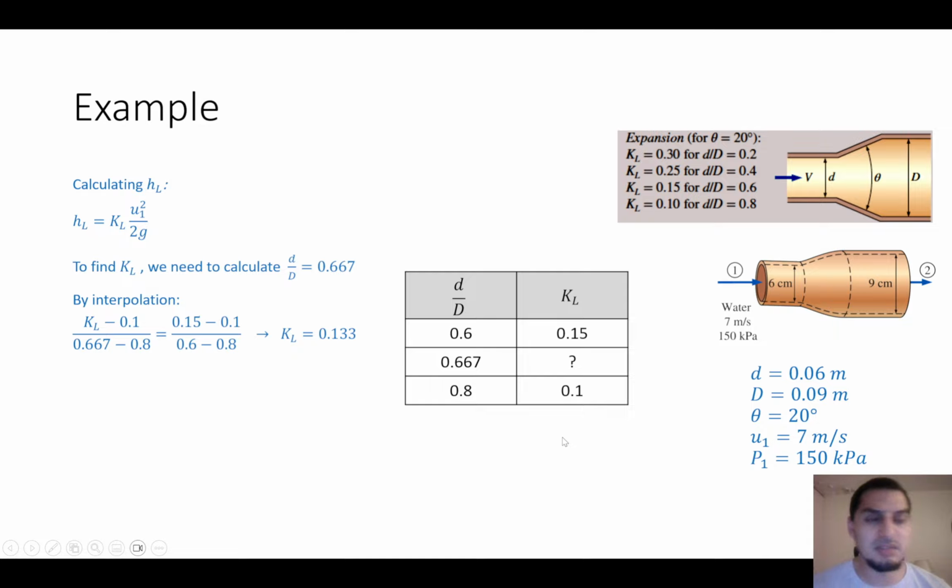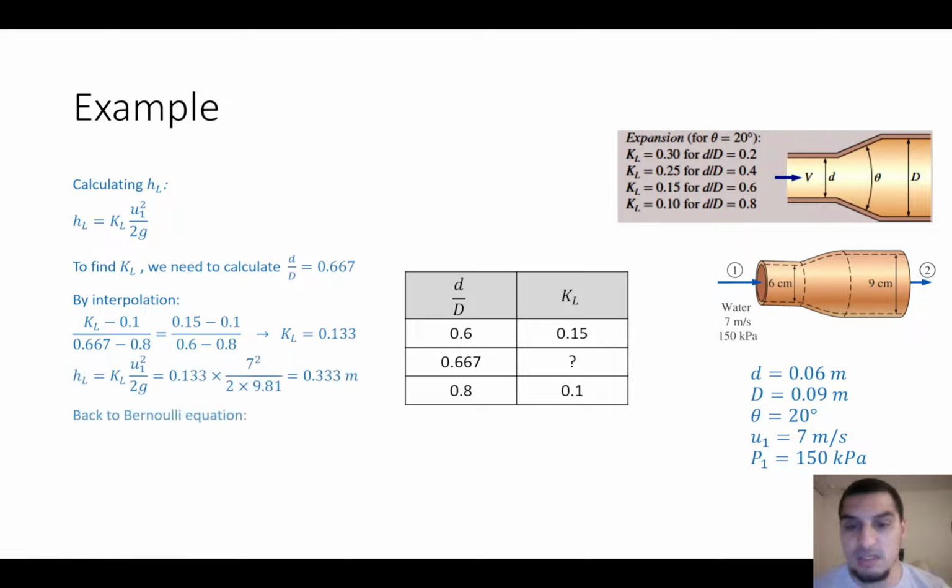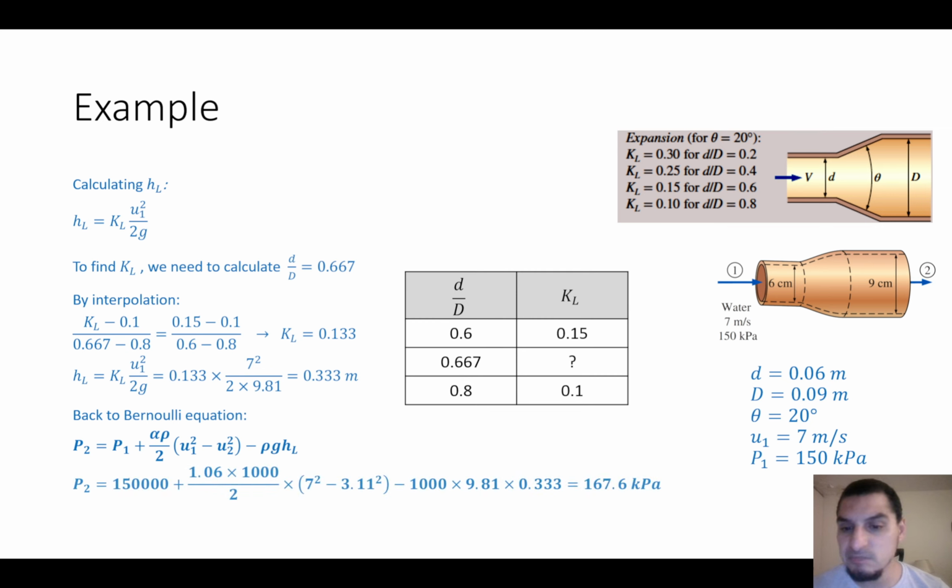So the next steps are going to be very systematic. We'll just multiply KL times u square over 2g. And if you remember, we said that the case that we get from this table is based on the velocity in the smaller diameter part. So it's going to be multiplied by u1. This is why I put it as u1 square over 2g. And now we can get the losses, and we can substitute in the Bernoulli equation. And from this we can get P2, and this is what we need to calculate.